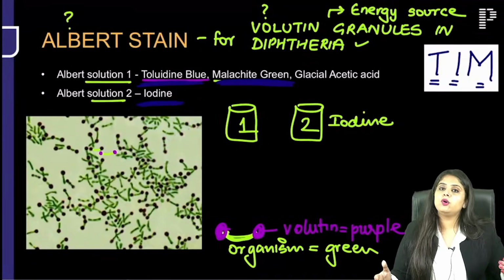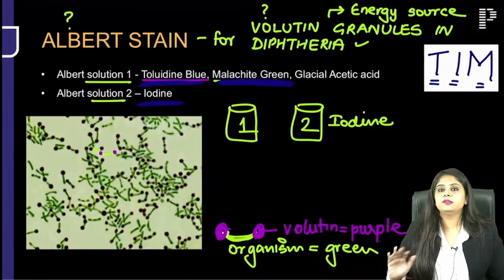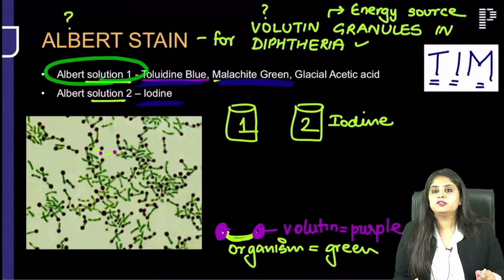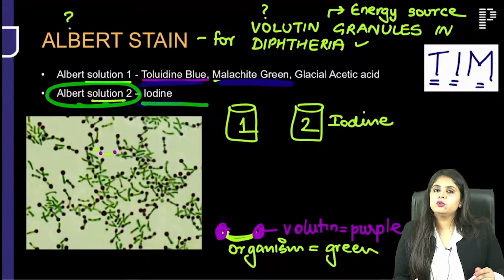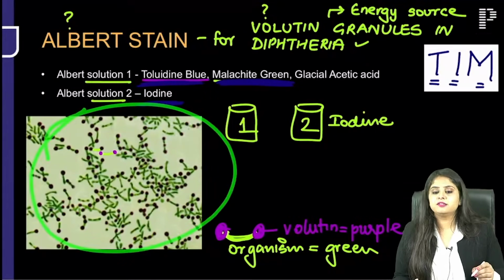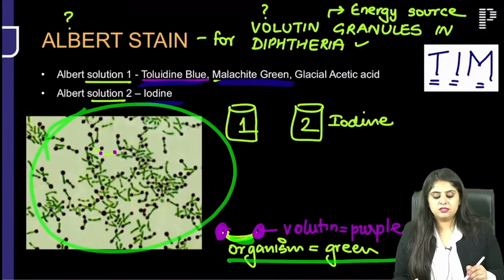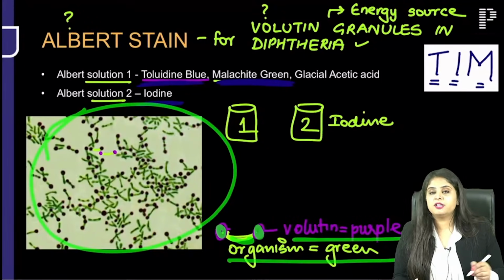Either it's a short note or it's an MCQ. So the short note is simple. You will say, first I will put Albert solution 1 which has all the colors blue and green. Then I will put Albert solution 2 which has iodine, and then I will get this. The organism will come out as green in color. The volutin granules will come purple in color.